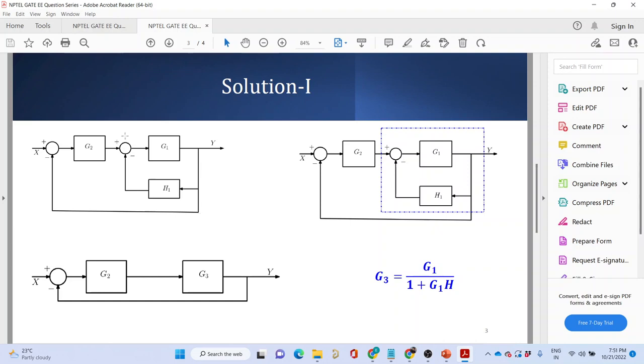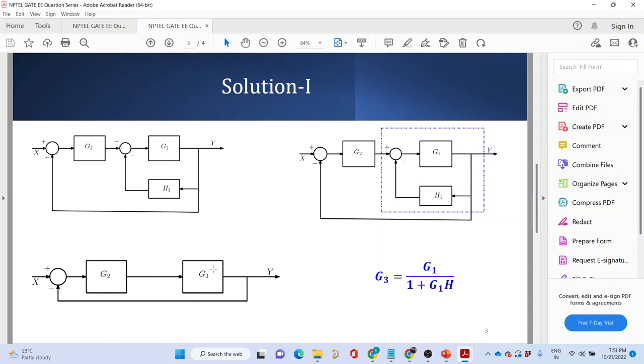So I'm converting this into a single block, that is G3. And G3 will be G1 divided by 1 plus G1 into H. Simple transfer function that we already know. You can consider this as a single block, and you can reduce it in this fashion. G1 divided by 1 plus G1 into H1. This should be H1. I have written H, so forgive my mistake over here.